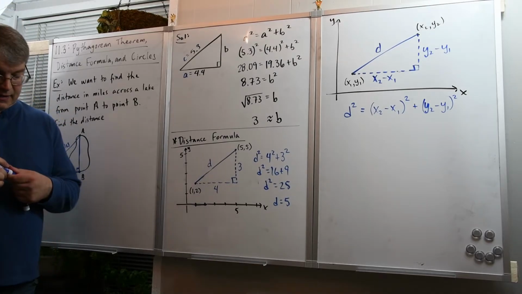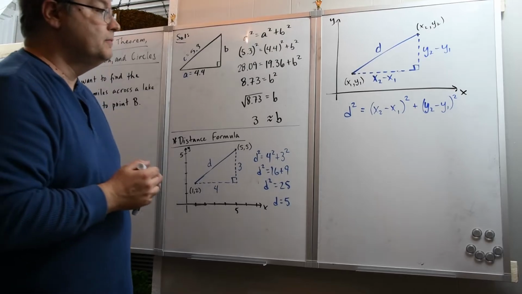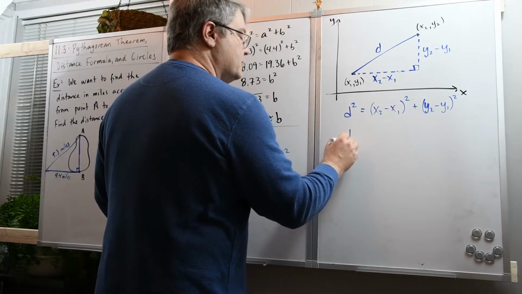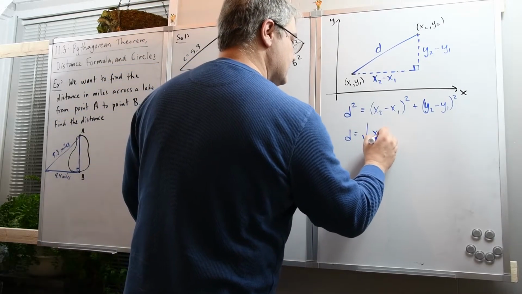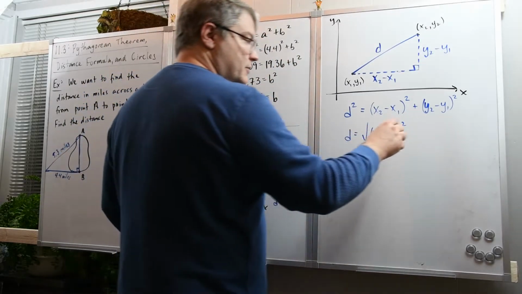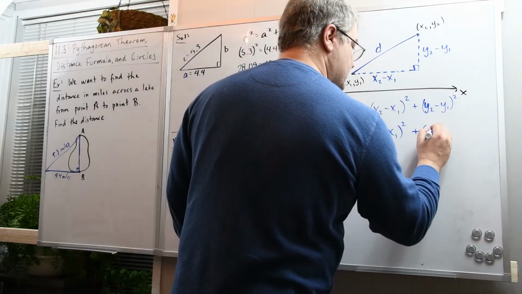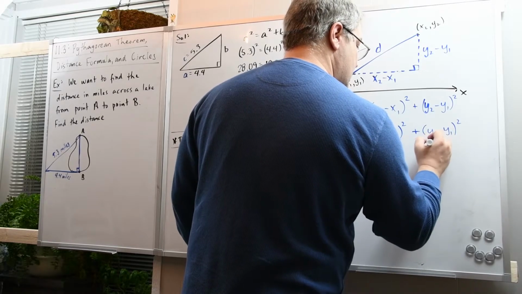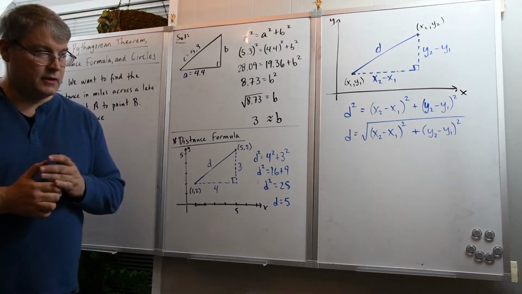All right, so once again, that is our d squared. Now, if you want d, then what you're going to want to do is take the square root of both sides of this equation. And that gives us our distance formula. We'll have d is the square root of x2 minus x1 squared plus y2 minus y1 squared. So once again, that is our distance formula.